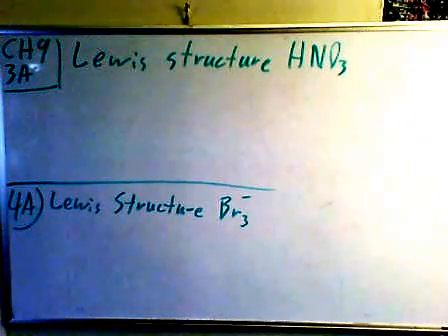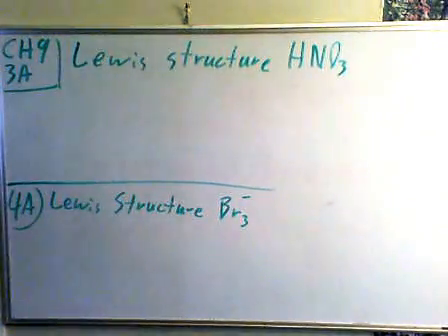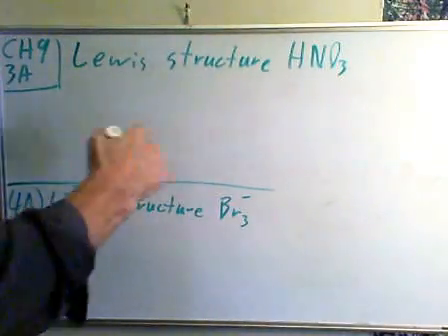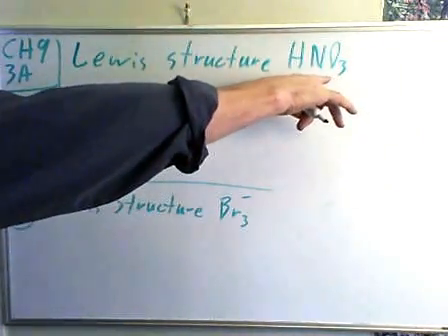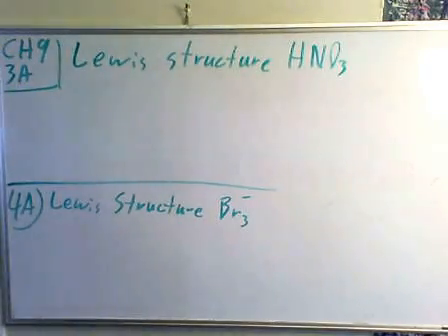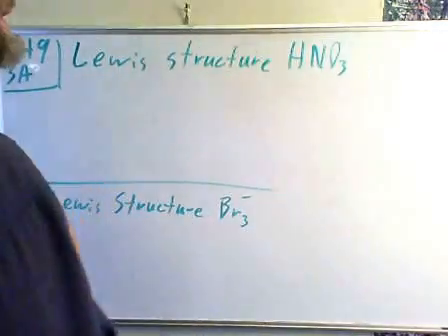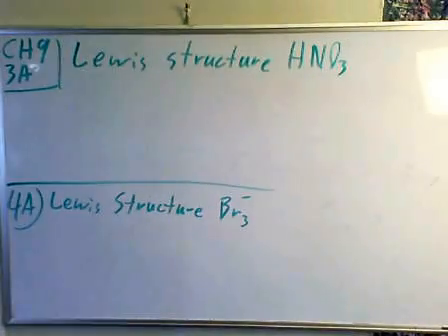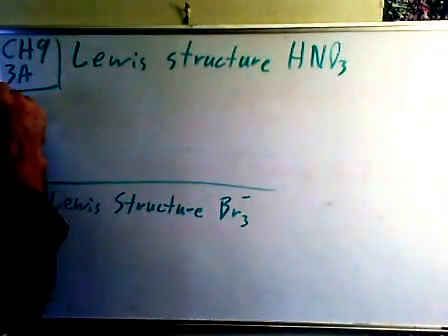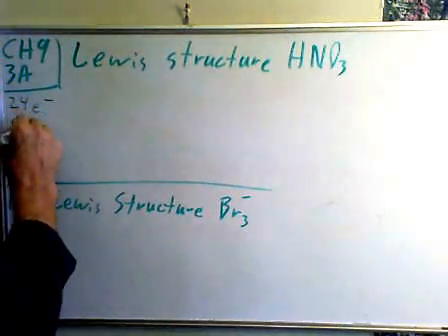Writing Lewis structures of nitric acid, HNO3. We start off identifying the number of electrons. We've got 6 for each of the oxygens, 3 oxygens, 18 electrons, 5 for the nitrogen, 1 for the hydrogen. That'd be 24 electrons, or 12 pair.